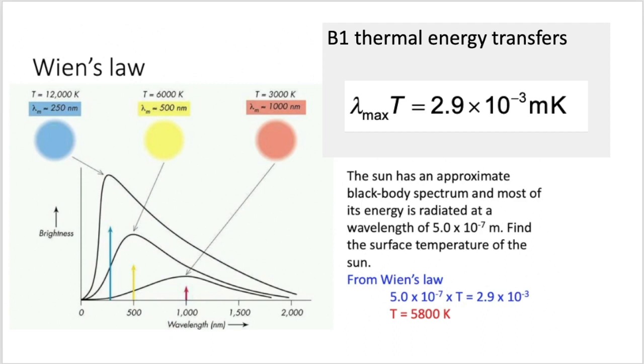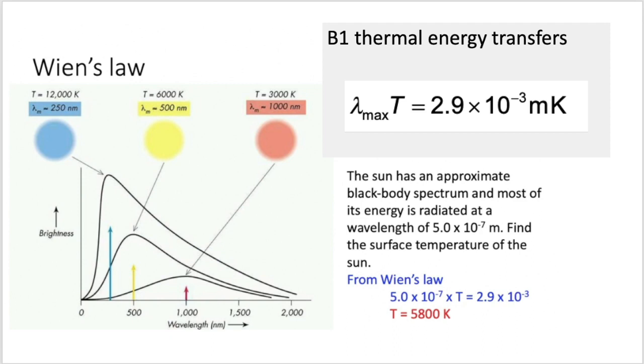If you have a graph like this, you can see, for example, for this curve, the peak wavelength corresponds to 1000 nanometers. If you substitute 1000 nanometers here, you can calculate the surface temperature in Kelvin. And you can see as the wavelength gets smaller, the temperature gets higher and the intensity also gets higher. A blue appearing black body is much hotter than a red black body.